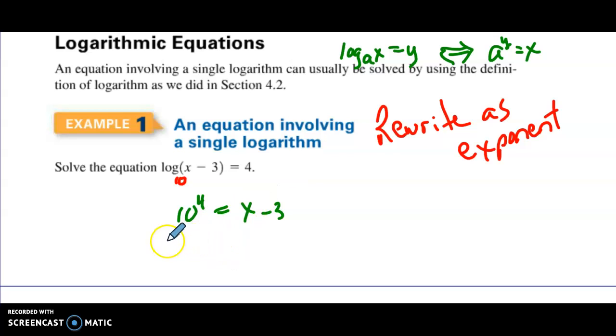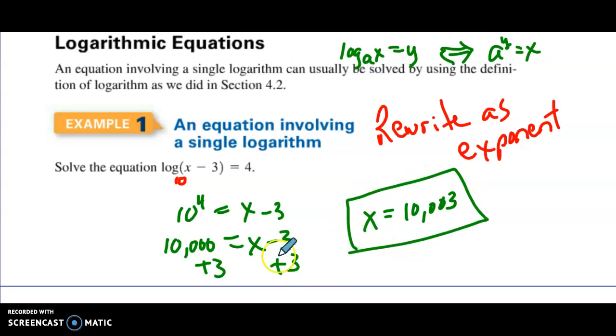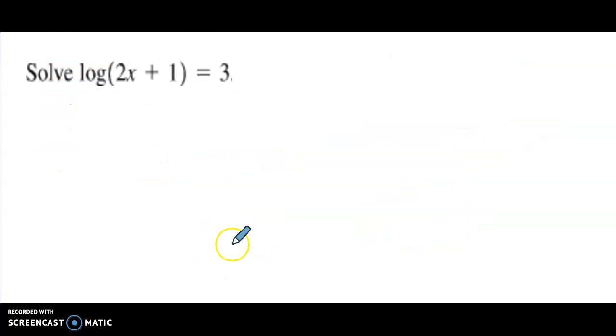So then 10 to the fourth is 10,000. I'm just going to add 3 to both sides, and my answer to this log equation is 10,003. So if it's a single log, we just rewrite it as an exponent. All right, so let's try this one. Try this one on your own. See if you know how to set that up.